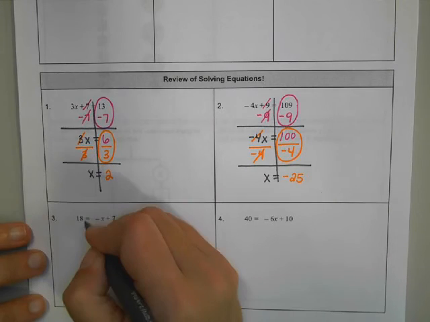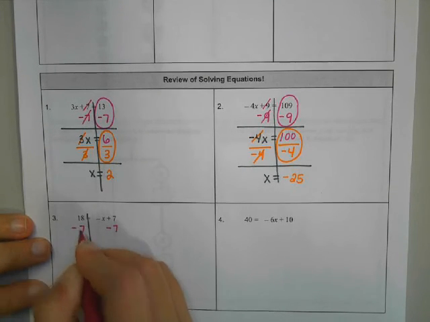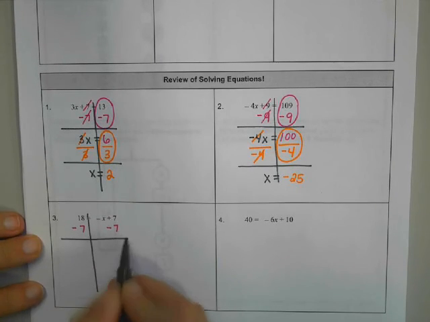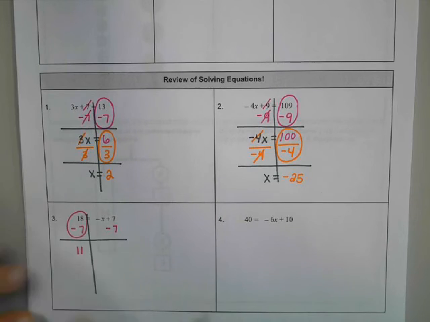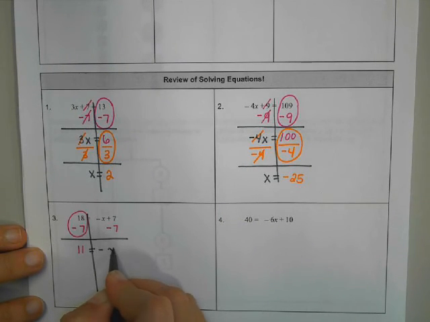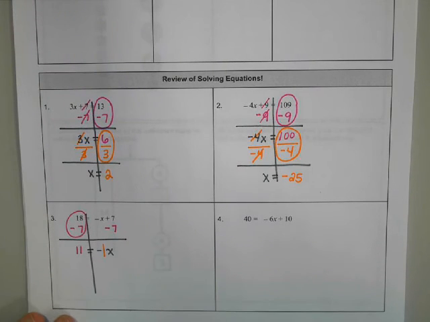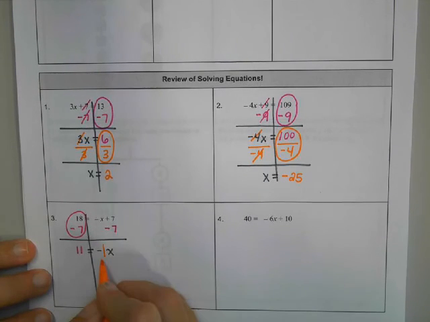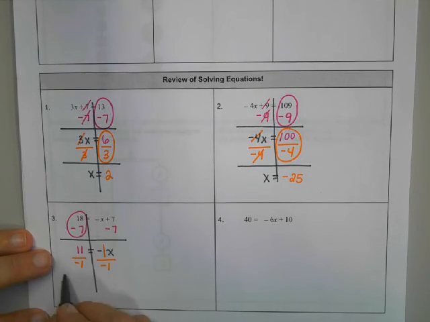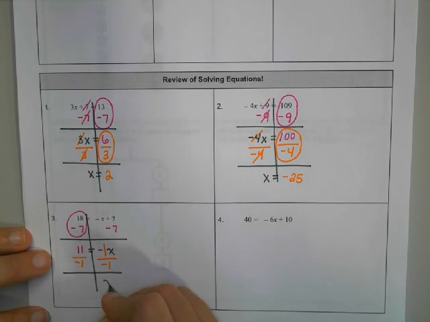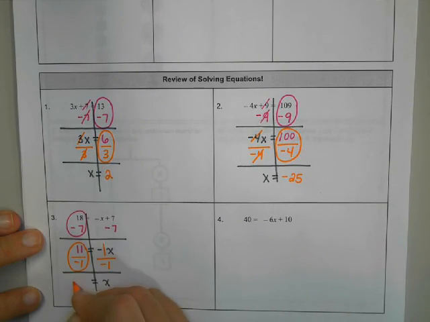In problem number 3, I'm going to draw my vertical line, and then I'm going to subtract 7 on both sides because subtraction is the opposite of addition. 18 minus 7 would be 11 equals -x. Now, before I keep going, I'm going to draw in that this is really an invisible -1. And the reason I'm going to draw that in is it helps to remind me that in order to get x by itself, I need to divide by -1. Because division is the opposite of multiplication. So x would be equal to 11 divided by -1, which is -11.